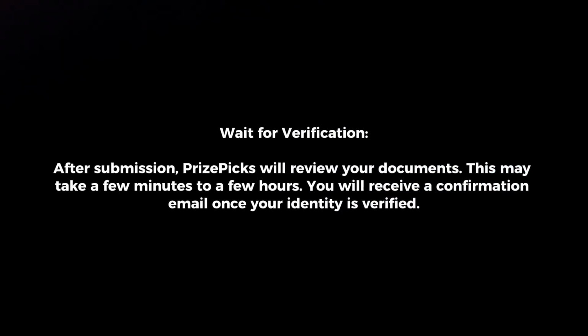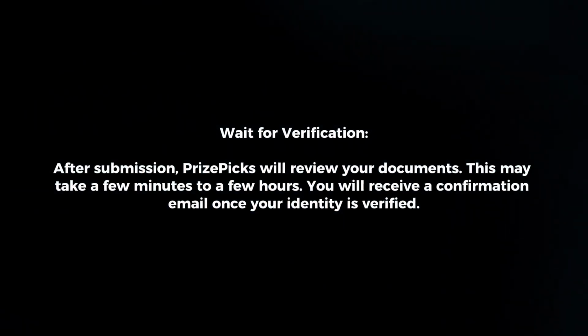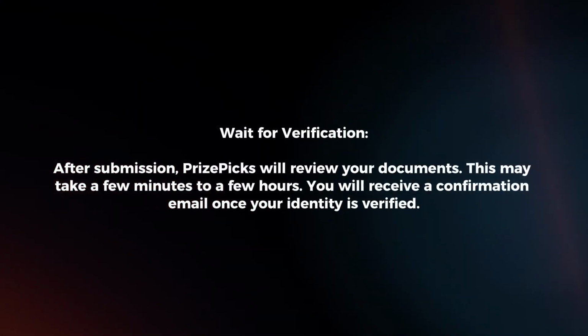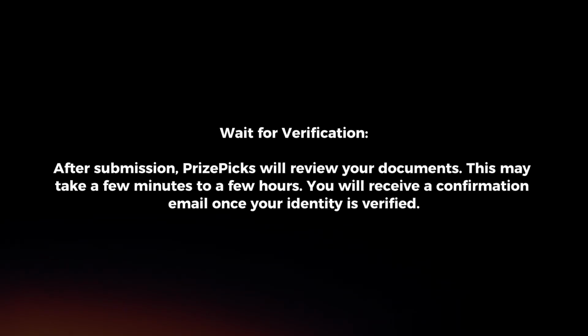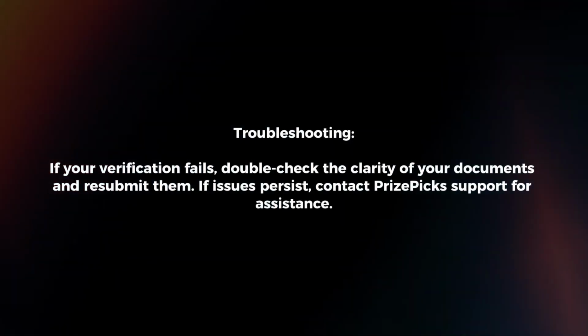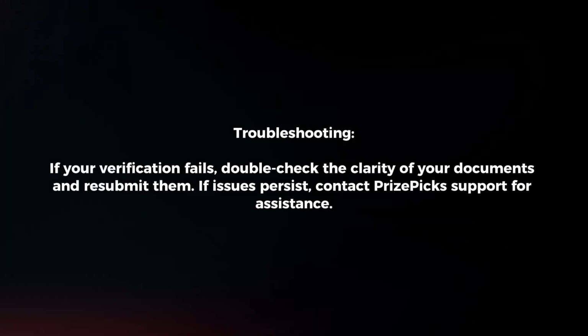or website. Wait for verification. After submission, PrizePicks will review your documents. This may take a few minutes to a few hours. You will receive a confirmation email once your identity is verified. Troubleshooting. If your verification fails, double-check the clarity of your documents and resubmit them. If issues persist, contact PrizePicks support for assistance.